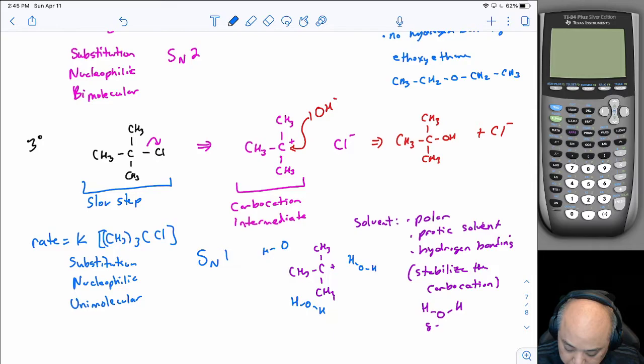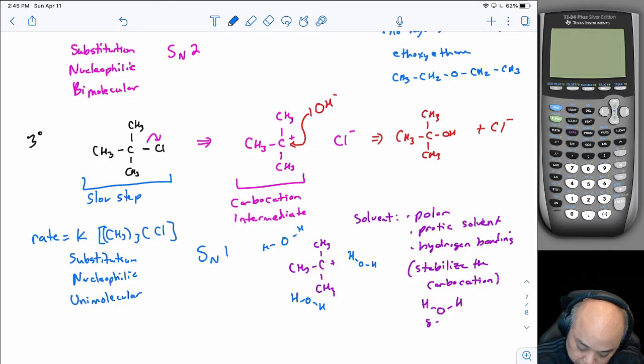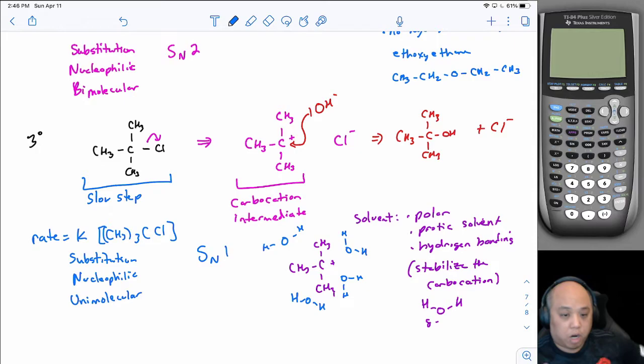Let me illustrate this a little bit better. We'll kind of surround the carbocation with its partial negative charge. And that makes it more stable because it's not as positively charged, because it's actually weakly attracted to all these partial negatives of water. So it's less unstable than if it was just a pure positive charge.